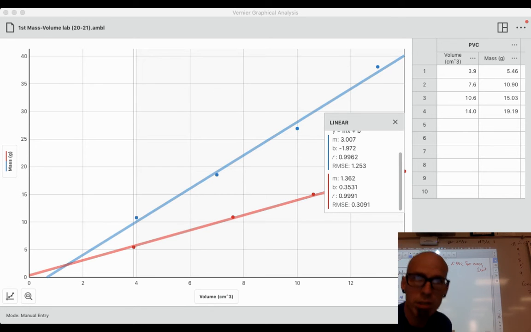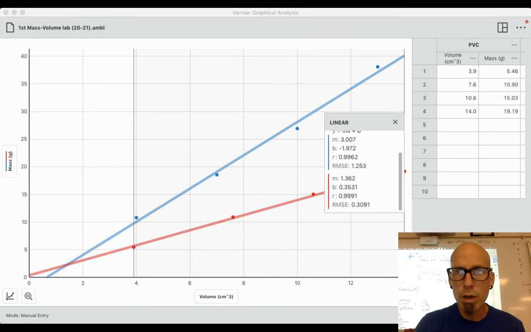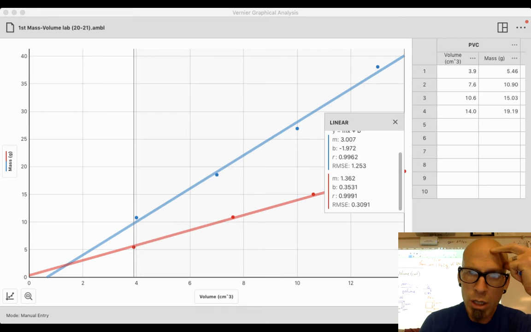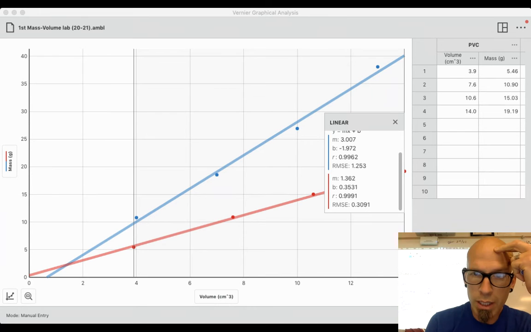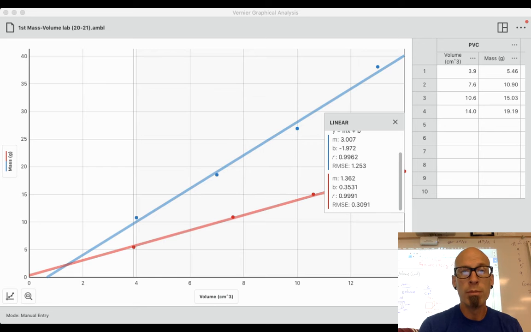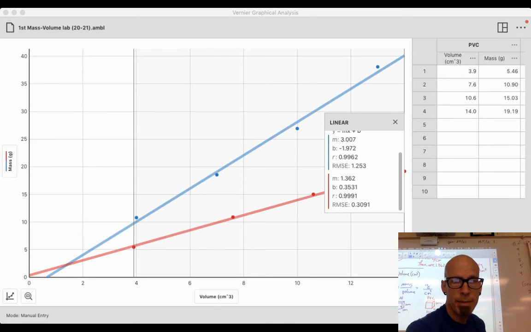What are those numbers telling me? The numbers that we have for slope right here, what's it telling me about this chunk of aluminum versus this chunk of PVC? Again, that's 1 centimeter cubed. This is 1 centimeter cubed. And so what are our slopes telling us? It's telling us, at least for my numbers, that aluminum has a mass of what? That chunk of aluminum has a mass of, oh, of course it's red. I don't even care.